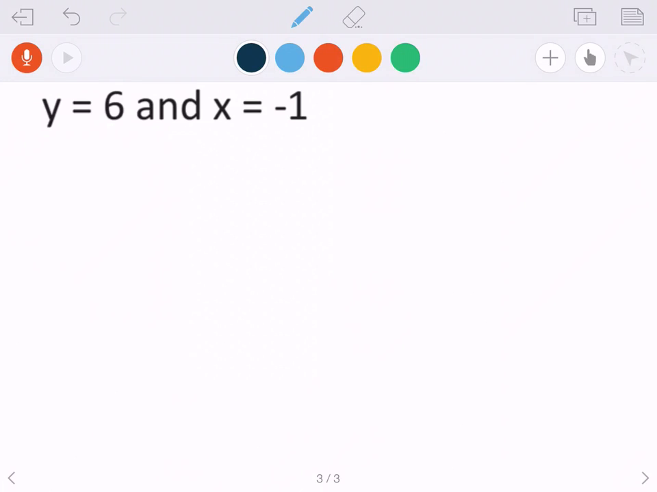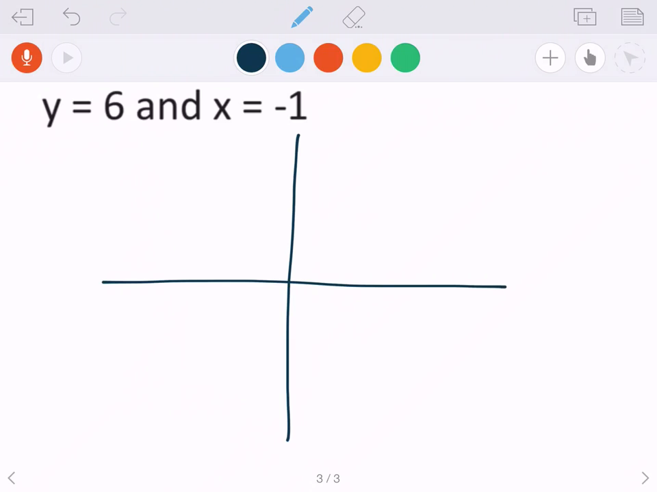I'm going to give you two lines, y equals 6 and x equals negative 1. So what I'm going to do, you should be able to look at those and kind of visualize what they're going to look like in your head, but I'm going to go ahead and graph them so you can see. This is going to be a bit of a rough graph. I apologize. So that's really all I need.